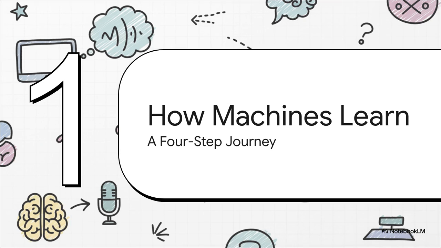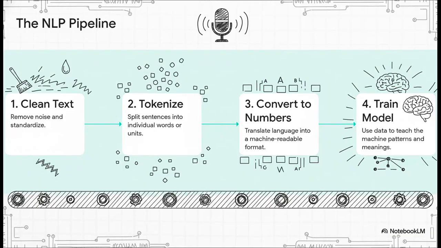The big question is, how on earth do we actually teach a machine to read with all these challenges? Well, it's not magic, I promise. It's a very systematic process, a journey that takes all that linguistic chaos and turns it into something a computer can actually work with. And that journey usually goes through what we call the NLP pipeline.